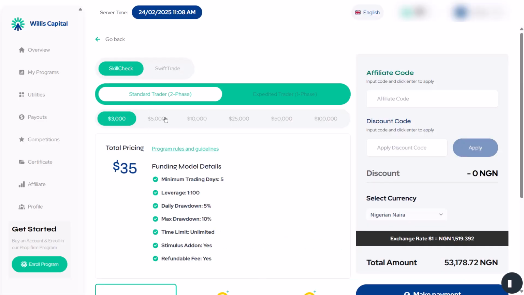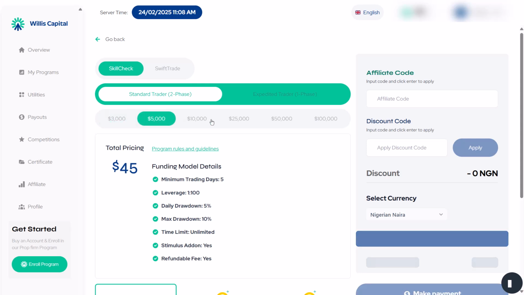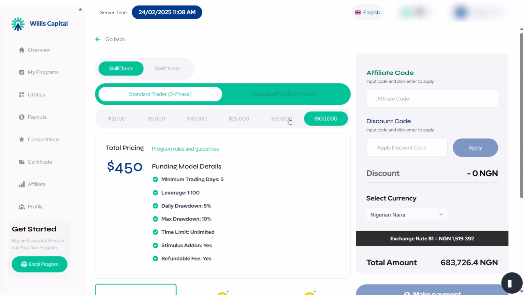On Willis Capital, you can get a 5k account, a 10k, 25k, 50k, and up to a 100k account. For the 100k, you have to pay $450 to access it. If you are still struggling, you can start with the 3k account.